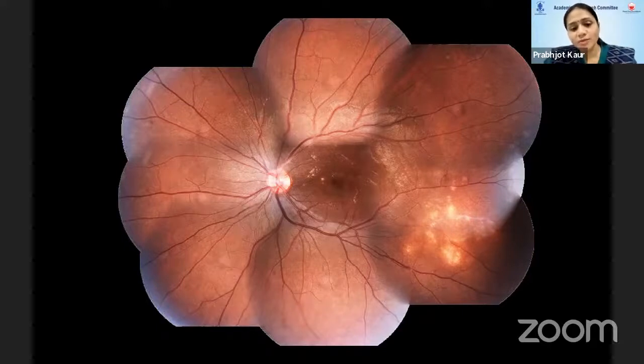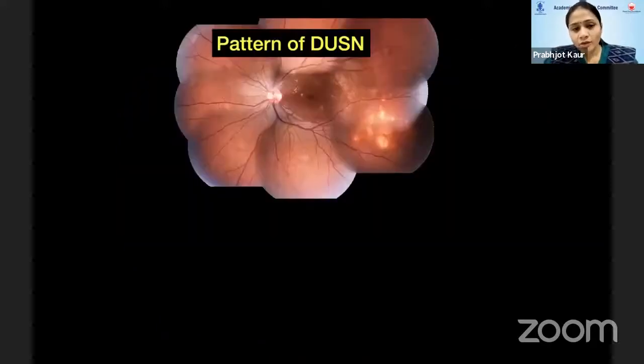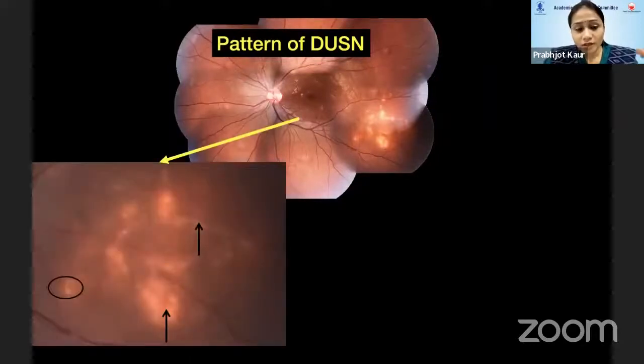So this is how a fundus picture would look like. Now, to help us understand, I'll be breaking this into three parts. First would be the appearance of these yellowish-white outer retinitis lesions.